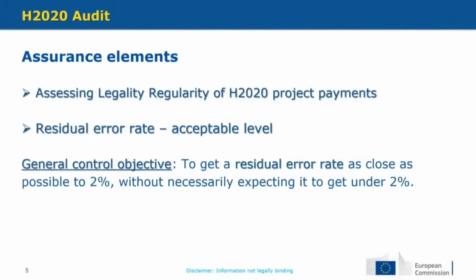The assurance elements of the audit: the main purpose of an audit is to provide assurance. Now, the assurance elements are used to assess the legality and regularity of Horizon 2020 project payments, and to also calculate a so-called residual error rate. Basically, the residual error rate is the remaining error not detected within the audit. And the objective is to keep this residual error rate at an acceptable level. The general control objective of the control strategy is to get the residual error rate as close as possible to 2% without necessarily expecting it to get under 2%, of course.